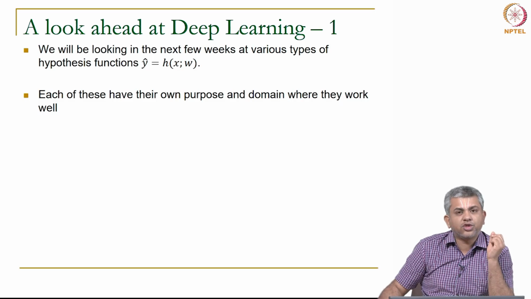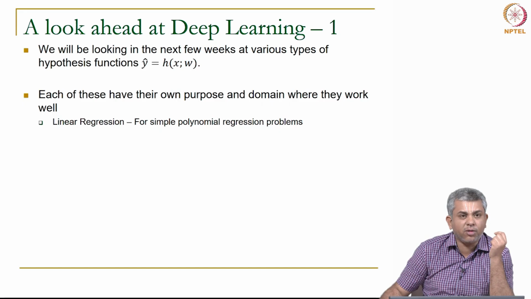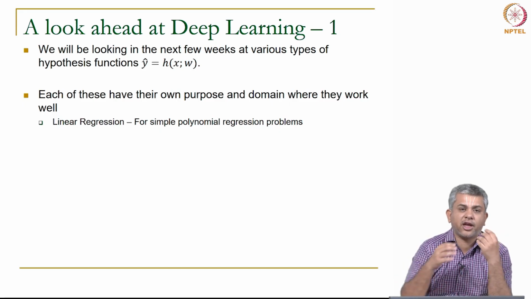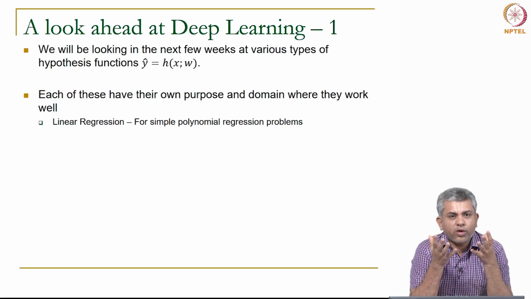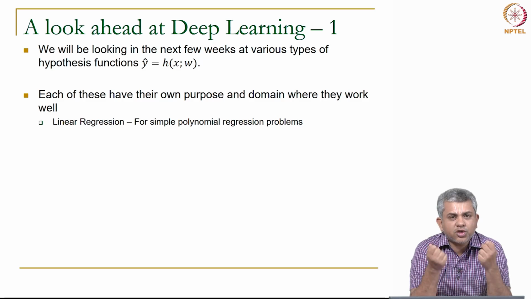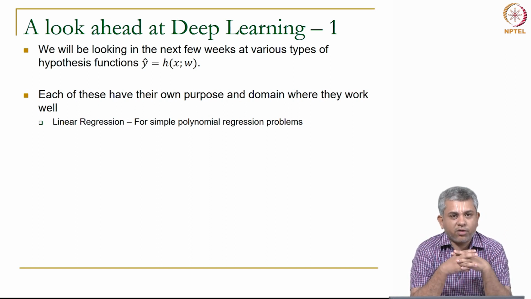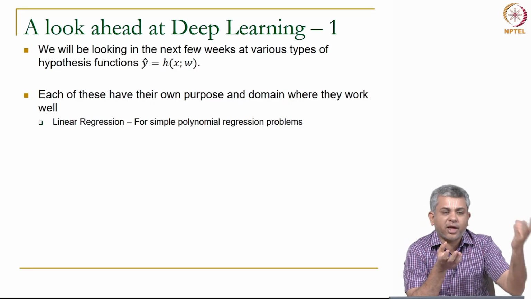Each of these has its own purpose. The types of hypothesis that we will be looking at have their own purpose, and there is a specific domain where they will work. This is like any other model. So, you can think of what we will be discussing as various tools in your toolbox. Just like you would not use a hammer where a screwdriver is required. You can have a hammer, a screwdriver, a nut, a bolt, all of these could be sitting in your toolbox, sometimes a spanner.